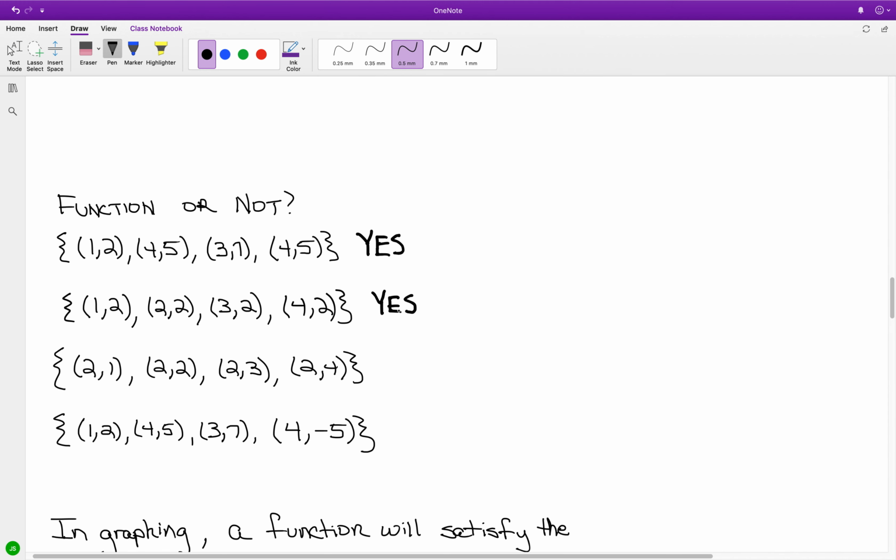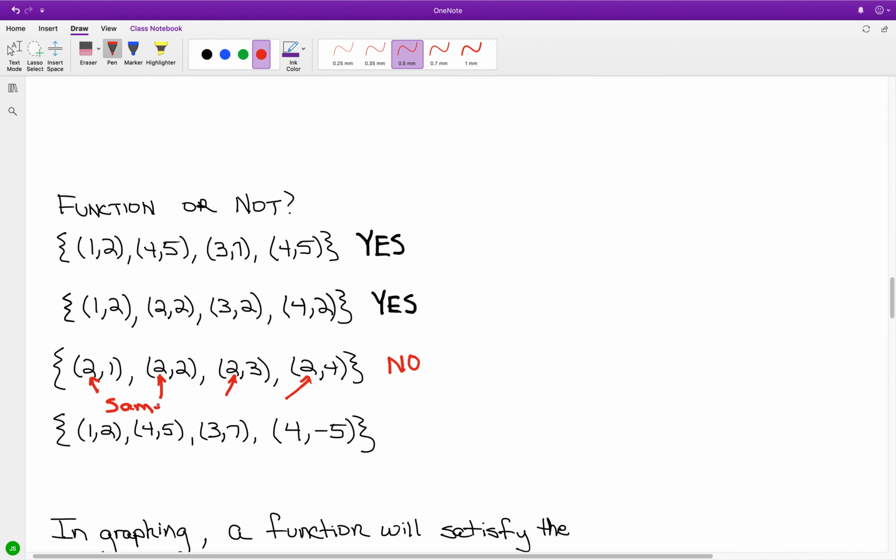Now if I switch up the order of the coordinates, you have 2 paired up with 1, and you have 2 paired up with 2, and right away, in terms of how the arrangement is made, notice we have 2 repeating with different y values.